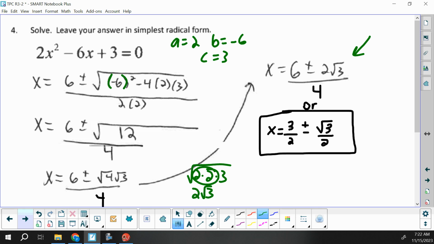Or you could divide them separately by 4. 6 over 4 reduces to 3/2, and then the 2/4 reduces to 1/2, so you could have 3 plus or minus square root of 3 over 2. So either of these two would get you full credit.